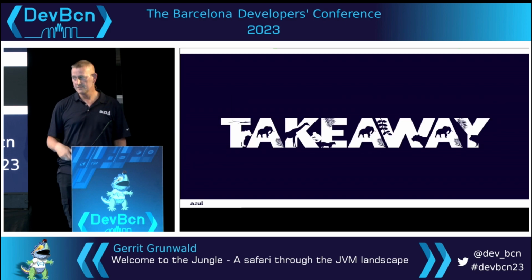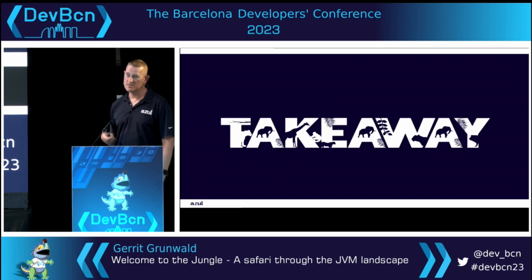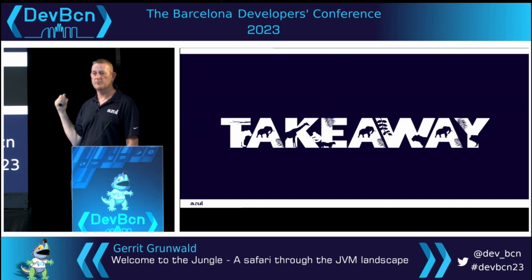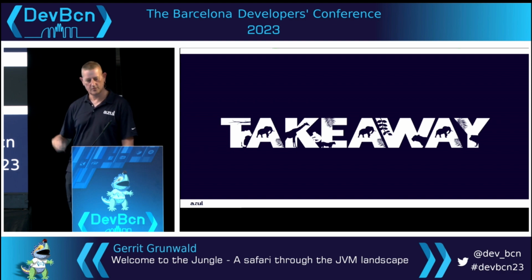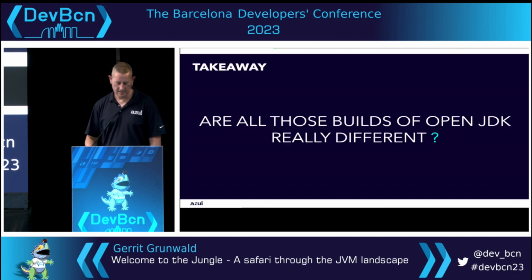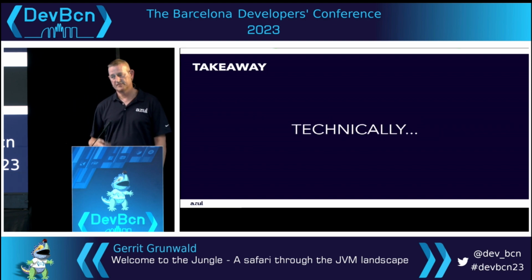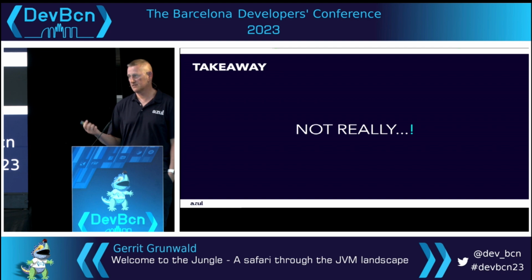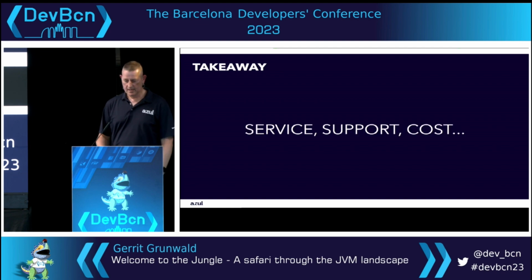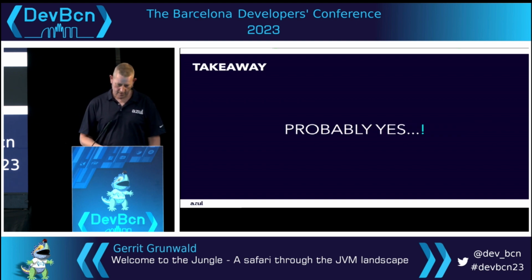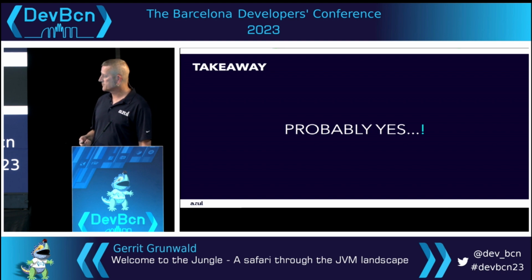So the takeaway from that session, and it was a little bit dry, I'm sorry for that, is this: we always face people coming to the booth and asking us some stuff, and you figure out they have no idea about what Java is, what is available. So are all those builds of OpenJDK really different? Technically, no. It's more or less the same. Service, support and cost, yeah, there are big differences there. You saw that. Also feature-wise, right? So there's probably a difference there.